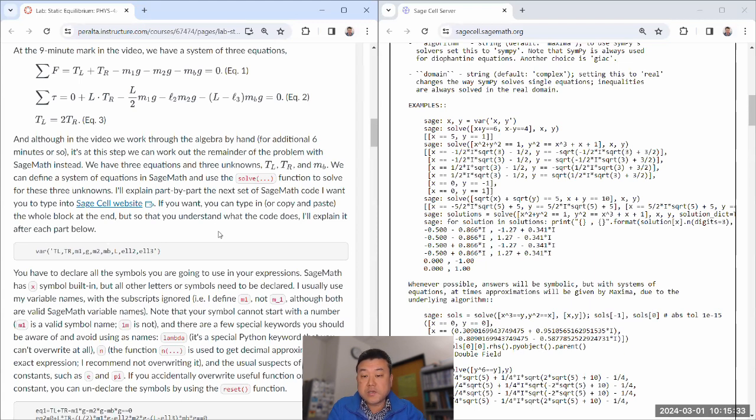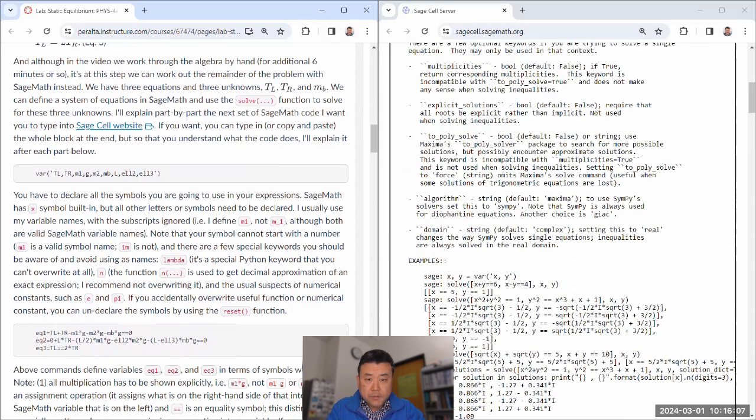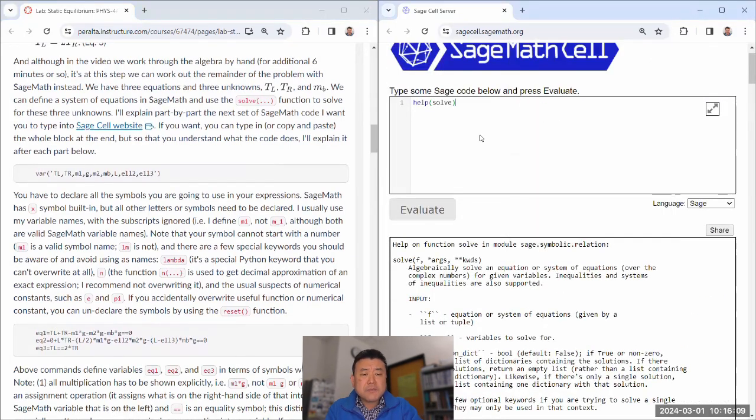We have 3 equations and 3 unknowns: left tension, right tension, and mass of B, m subscript B. We can define a system of equations in SageMath and use the solve function to solve for these 3 unknowns. I'll explain part by part the next set of SageMath code I want you to type into the Sage cell website. If you want, you can type in or copy and paste the whole block at the end, but so that you understand what the code does, I'll explain it after each part below. And by the way, you can gain some level of interactivity by just clicking evaluate after each line.